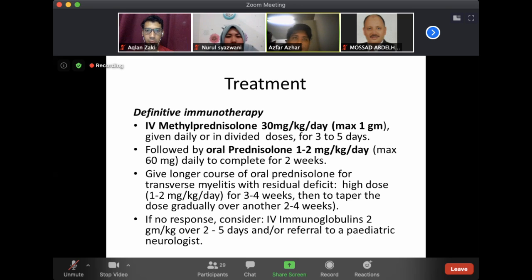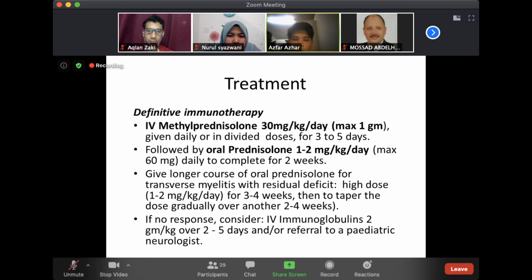So the treatment for transverse myelitis is definitive immunotherapy. We consider IV methylprednisolone 30 mg per kilogram per day, maximum 1 gram, given daily or in divided doses for 3 to 5 days, followed by oral prednisolone 1 to 2 mg per kilogram per day, maximum 60 mg daily, to complete 2 weeks. We give a longer course of oral prednisolone for transverse myelitis with residual deficit: high dose, 1 to 2 mg per kilogram per day for 3 to 4 weeks, then taper the dose gradually over another 2 to 4 weeks.